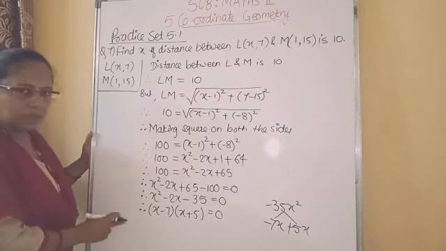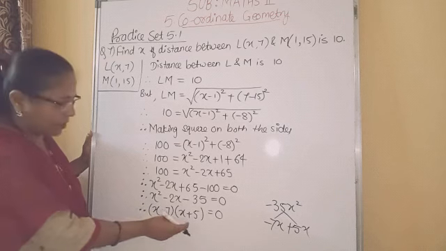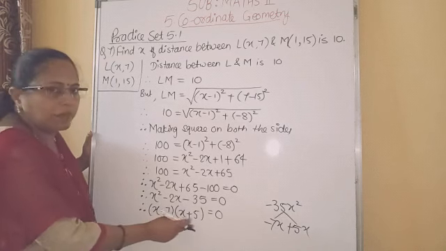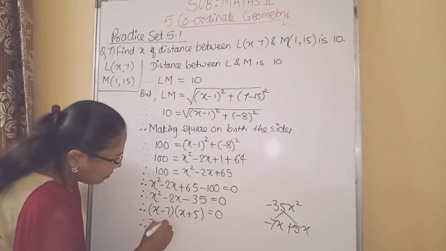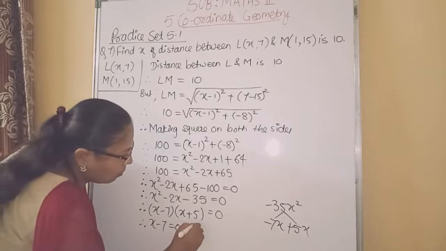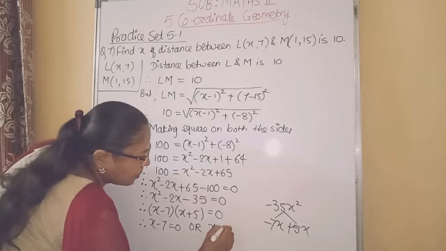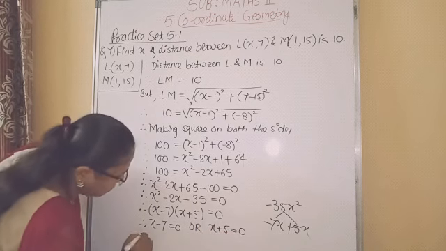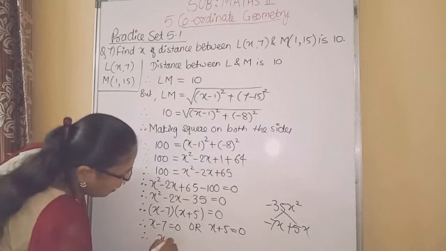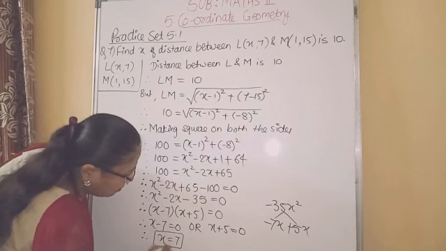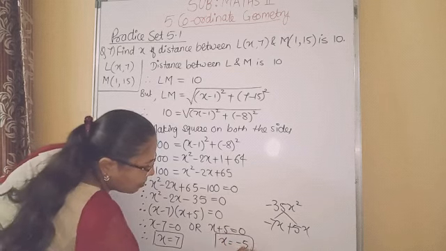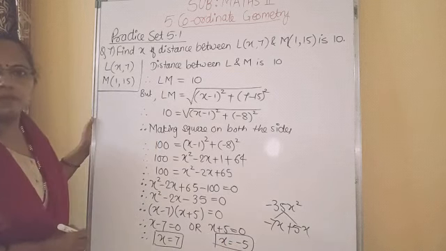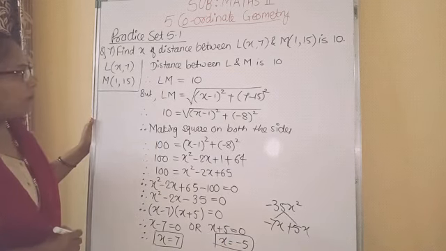Okay, you can solve stepwise and you can confirm here. (x minus 7)(x plus 5) equal to 0. Therefore, here we will get x minus 7 is equal to 0 or x plus 5 is equal to 0. Therefore, x is equal to 7 or x is equal to minus 5. So, this way we got the value of x.